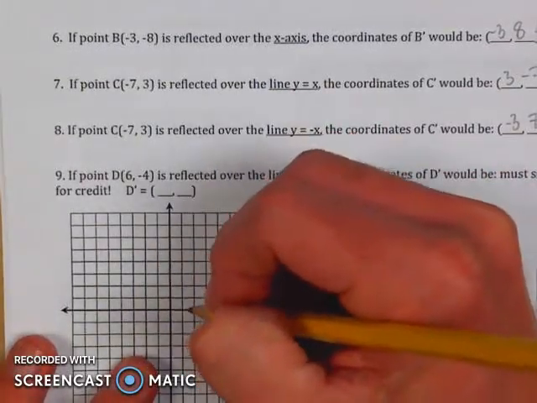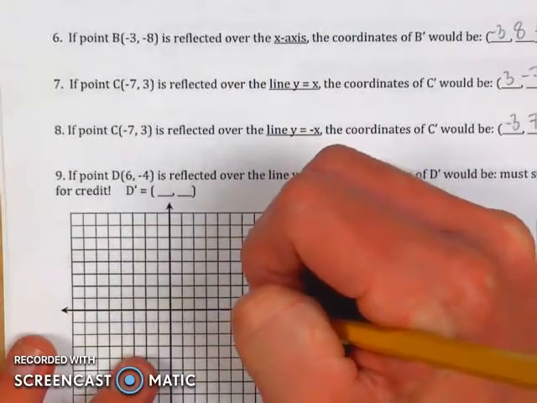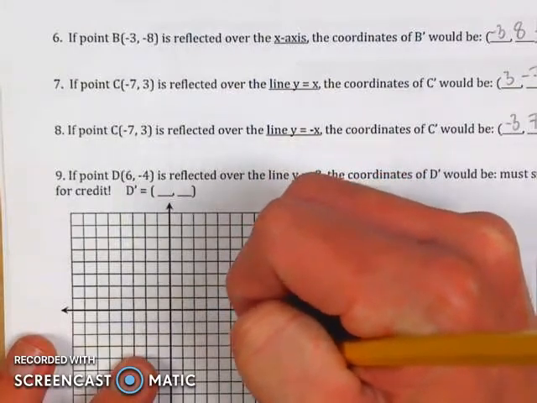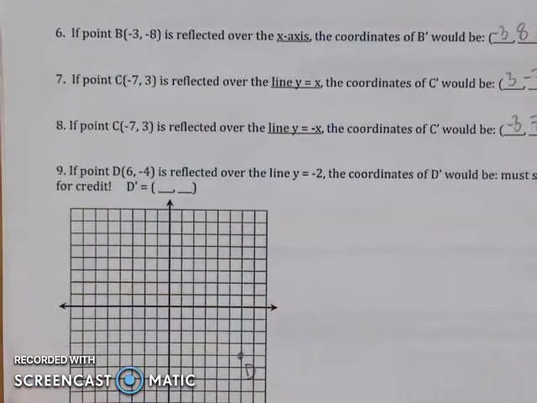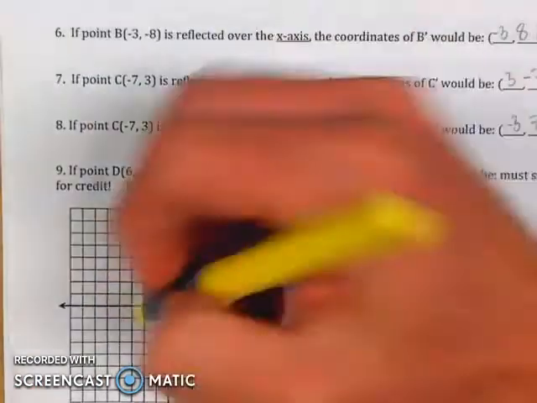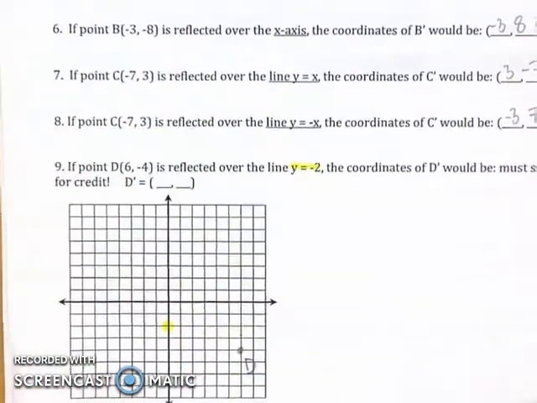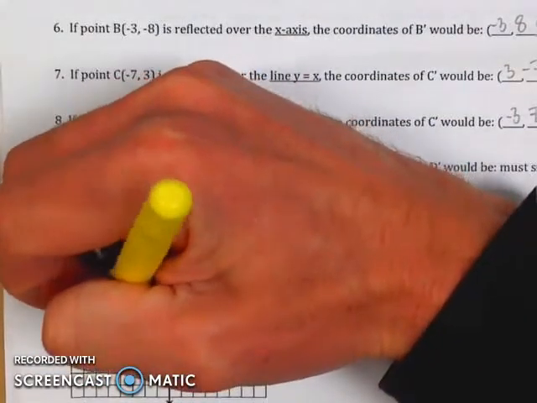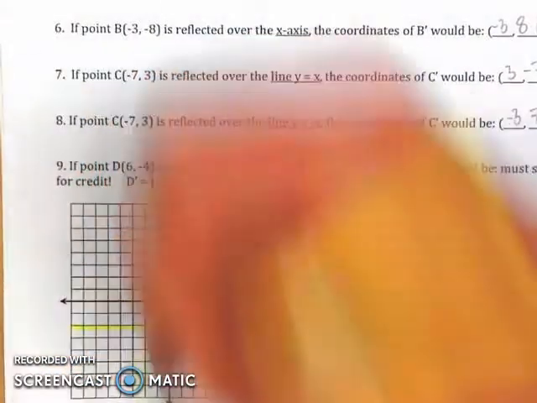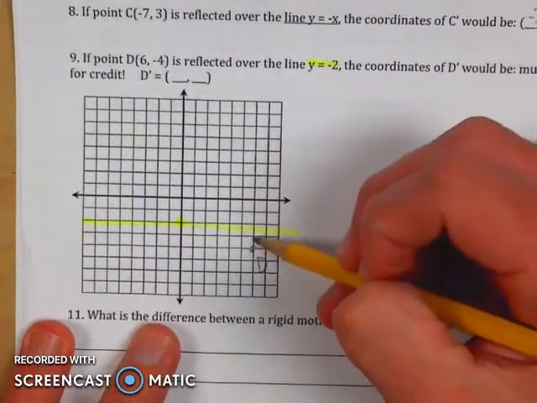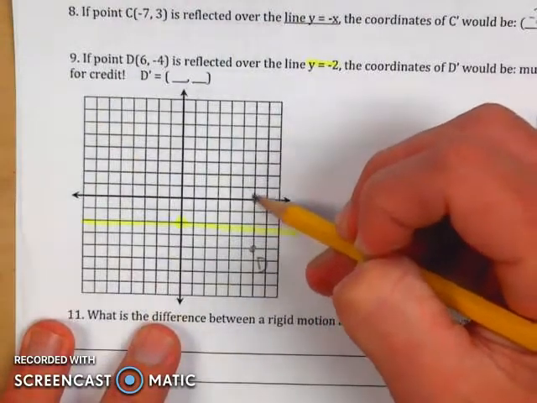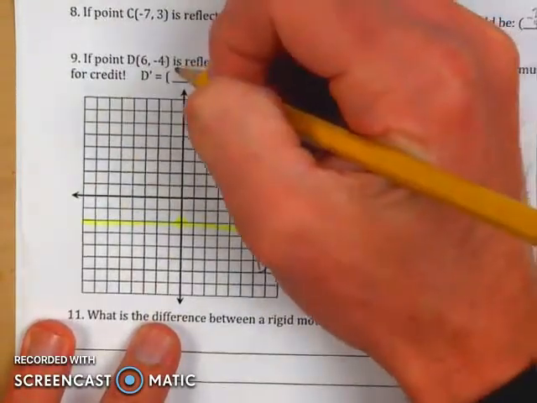All right, number 9, it says 6, -4 is reflected over y equals -2. So we'll go to 6, then down 1, 2, 3, 4. So there's D. I'm reflecting over the y equals -2. Remember, y equals -2, I got a -2 on the y, and it's going to be a nice horizontal line. To reflect over a horizontal line, it's pretty easy. We just want to count to the line, 1, 2, and then go up 1, 2. And so there's my D prime at 6, 0.